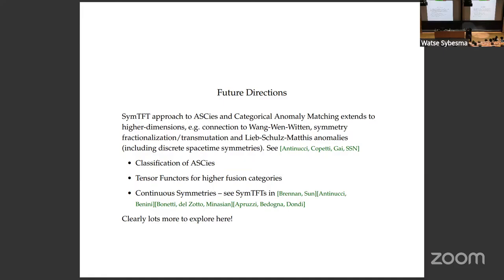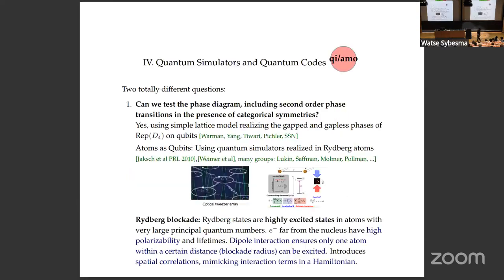In particular, I think for continuous symmetries, where we also have the SymTFT, it would be very nice to actually understand how to construct such anomalous core contributions to the symmetry categories.